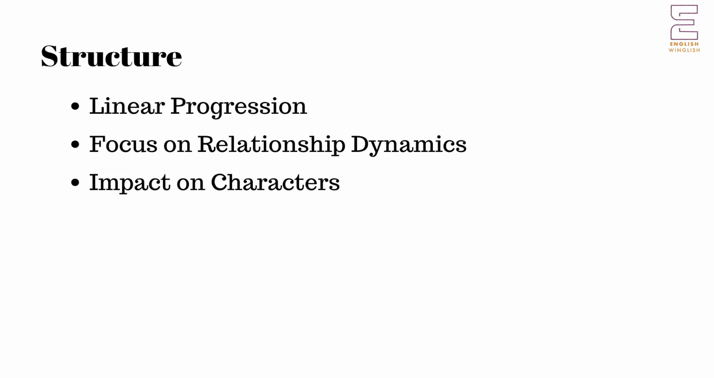By structuring the story around Raman and Daisy's relationship, Narayan is able to delve deeply into the themes of love, independence, and societal expectations. The structure effectively highlights the contrasts and conflicts between traditional and modern values as they play out in the personal realm.